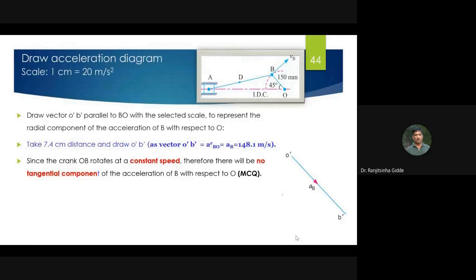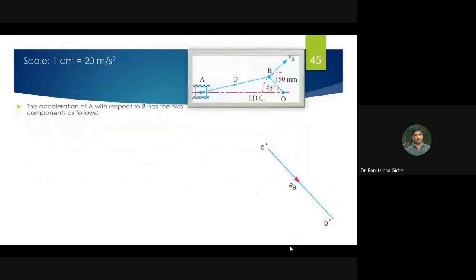Next. Okay. Next line you can write: the acceleration of A with respect to B. Acceleration of A with respect to B has two components as follows.